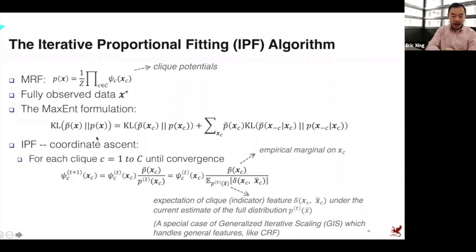We are going to now optimize the potential function of each clique iteratively. Each time, your updated form of the clique potential is a product of your old estimation times the ratio of your empirical marginal of the clique versus the expectation of the marginal on the clique. This is a very insightful observation, because it means even if you are solving an estimation problem on fully observed data, you still need to compute the expectation of a subset of random variables under the target distribution. And that's actually what the EM algorithm is trying to do.